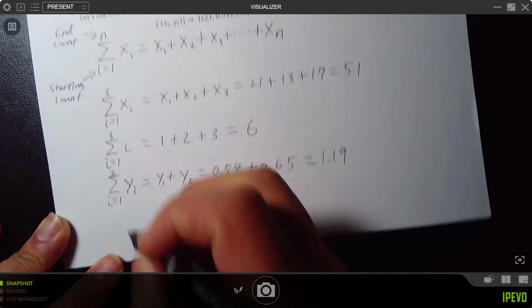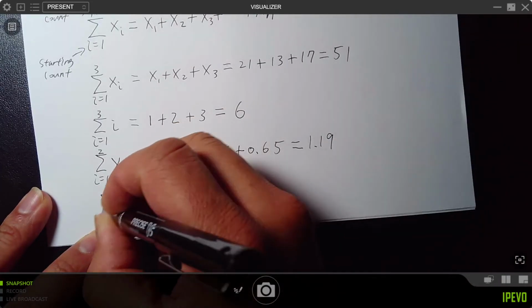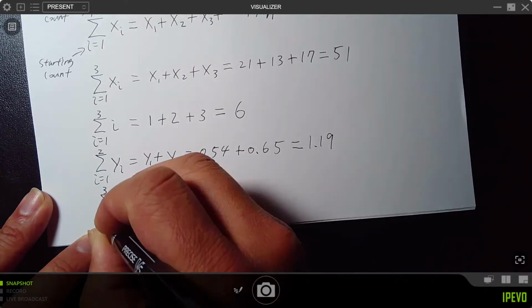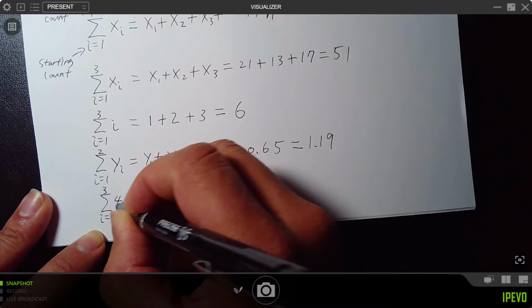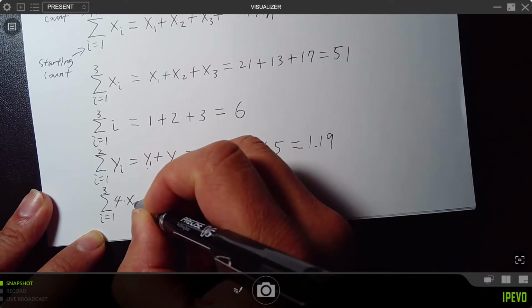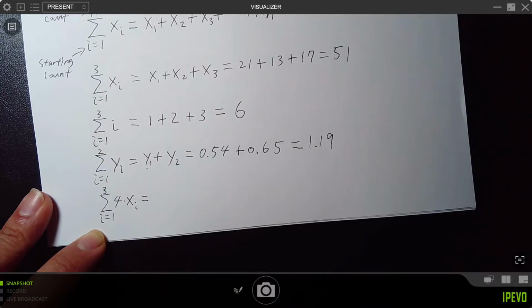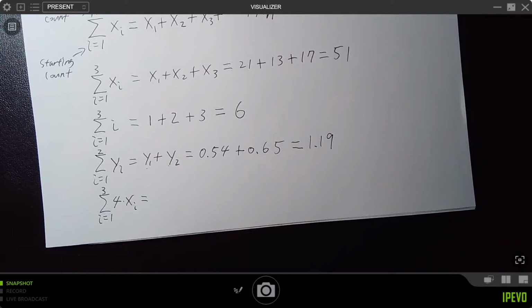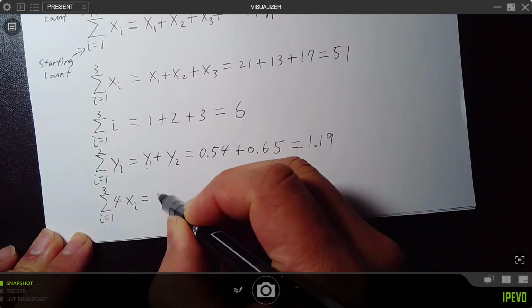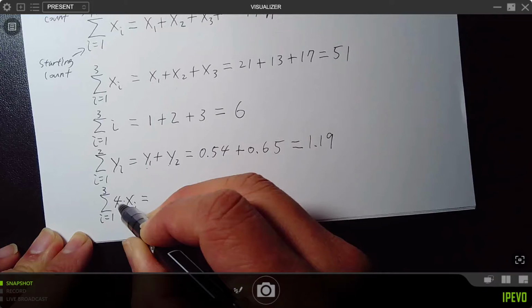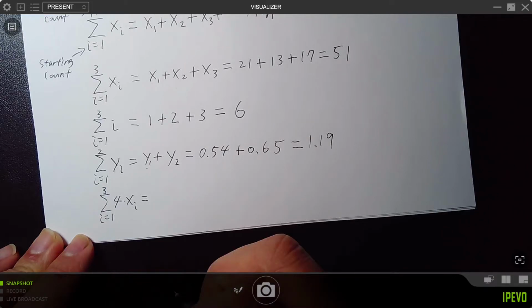Now I can also do something a little bit trickier. Like for example, I can do the summation, let's just go to 3 again, i equals 1, and then I'll put a 4 in the front. 4 times xi. So I'm adding this constant 4, but just focus on every time I write a term here, I'm just going to have a 4 in the front, and maybe try this.